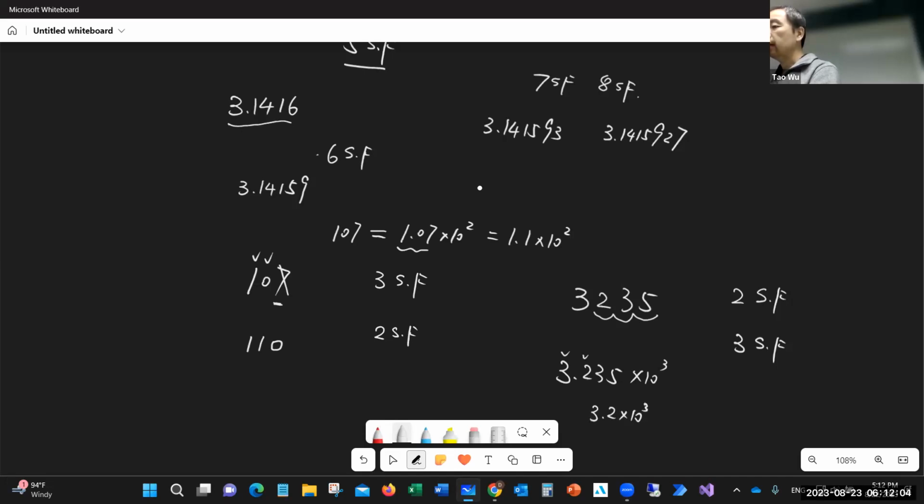If you want 3 sig figs, it's just 1, 2, 3. Look at the next one, there's a 5. You'll round up. So it has 3.24 times 10 to the third. That makes sense, right? Okay.